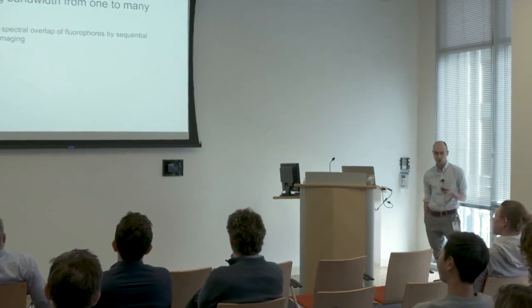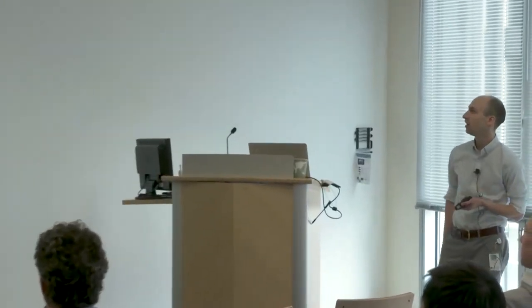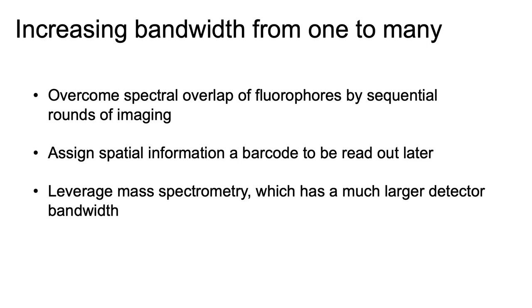One of the ideas is to overcome the spectral crowding of fluorophores by doing sequential rounds of imaging. Another is to assign spatial information somehow to a barcode that you can then read out together in the data acquisition stage. And then the third common modality is to leverage mass spectrometry, which has a much larger detector bandwidth since you can detect a variety of different elements, a variety of different mass to weight ratios.